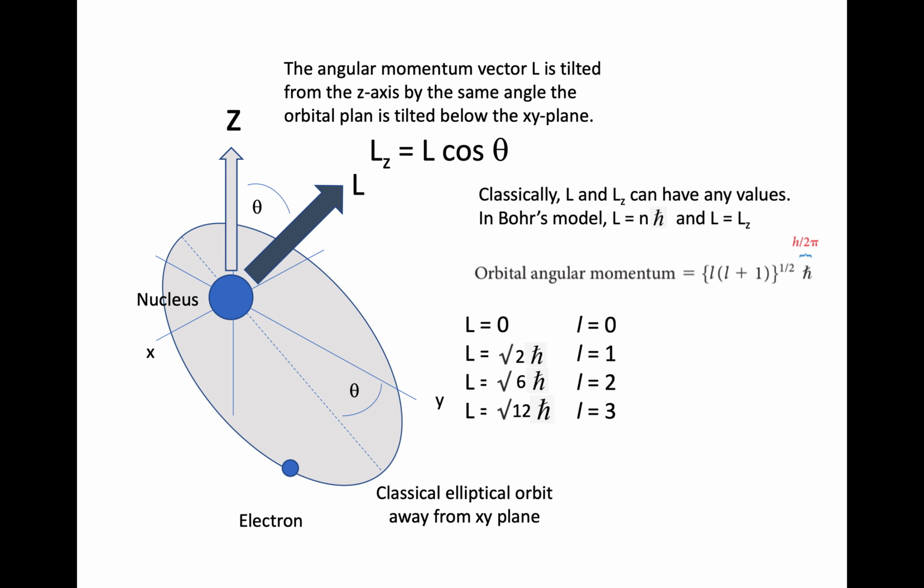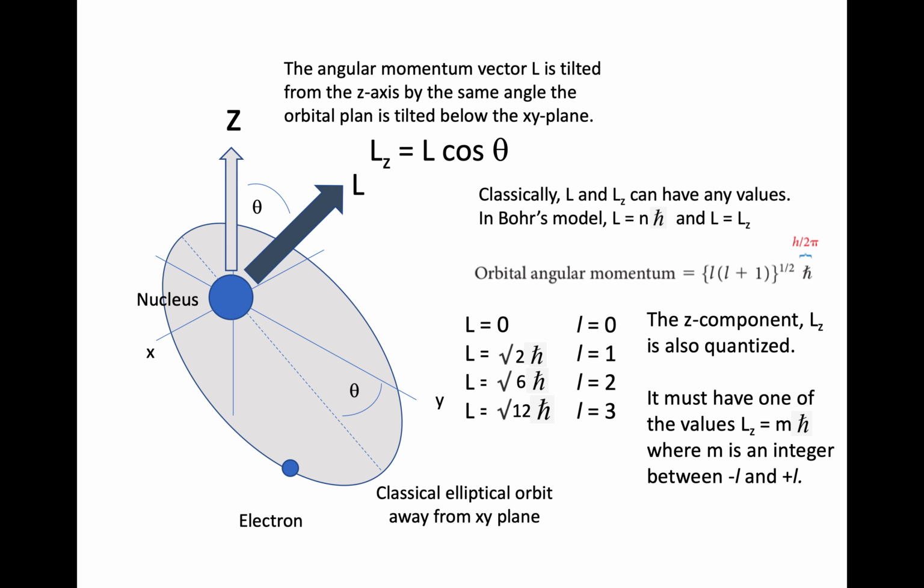One other thing within this description here, it turns out that the z component is also quantized. It must have one of the values where L sub z equals m times h bar, where m is an integer between negative L and positive L. Does this sound familiar? Well, that's what the m sub L value describes.